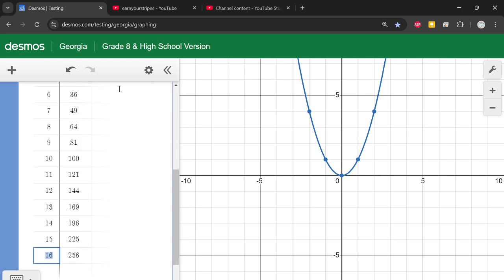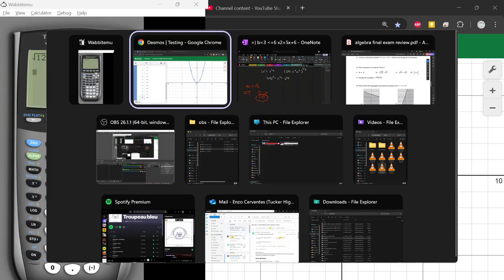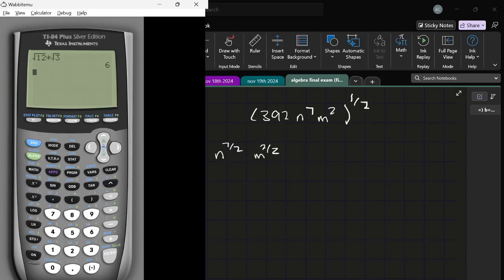So it looks like in terms of squares, the biggest term we can take out is 196, right? So let's see if 392 is divisible by 196. So 392 divided by 196. It is.